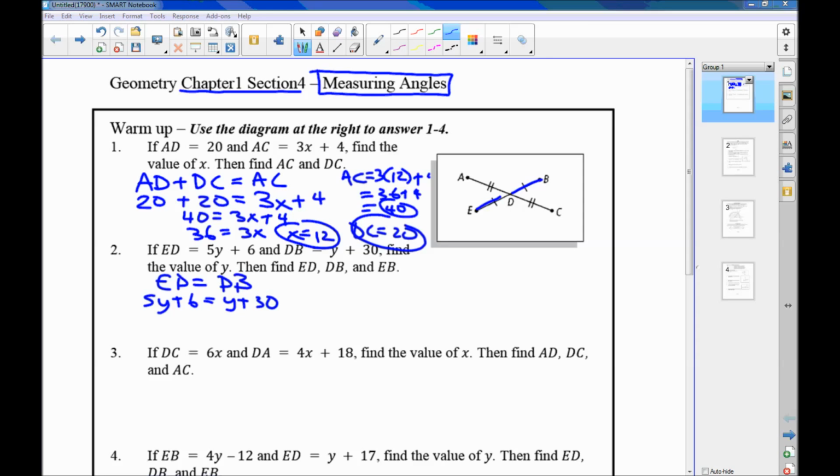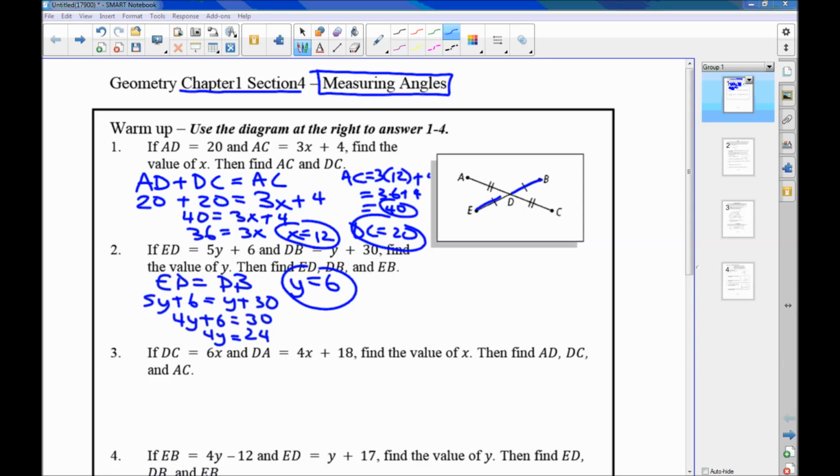Subtract y to both sides. This will give us 4y plus 6 equals 30. And then subtract 6 to both sides. So 4y would be 24. And that means the value of y is 6. That's one of the answers we were asked to find.